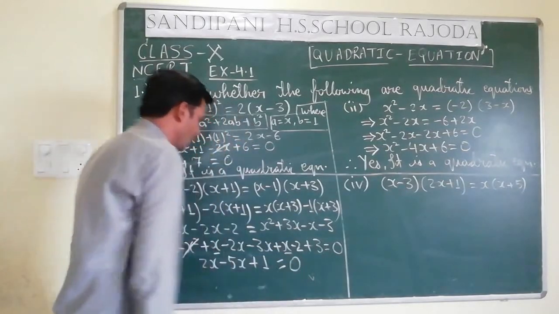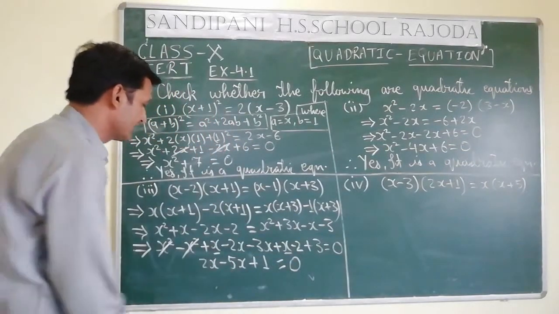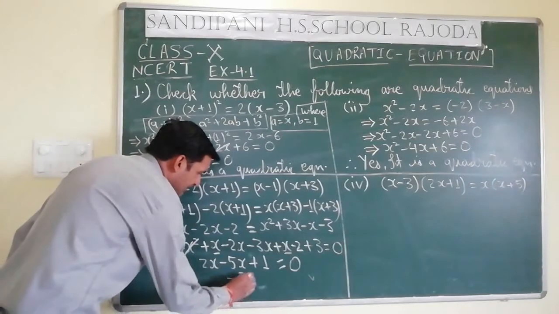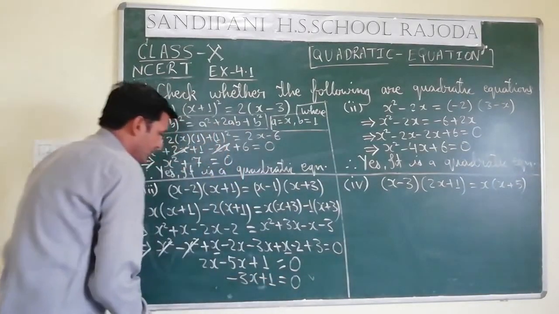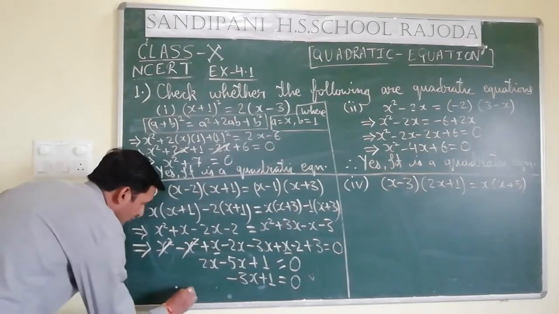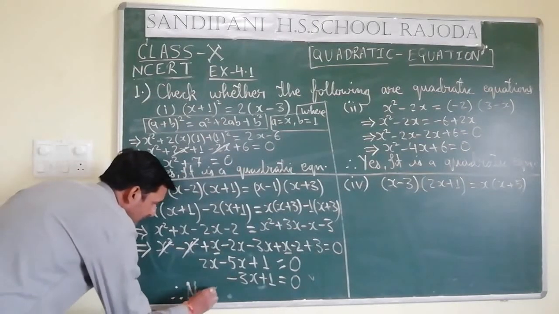Now 2x minus 5x, that is minus 3x plus 1 is equal to 0. Therefore, no, it is not a quadratic equation.